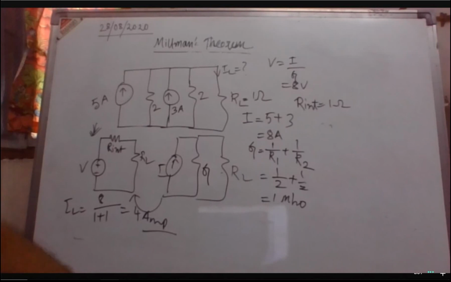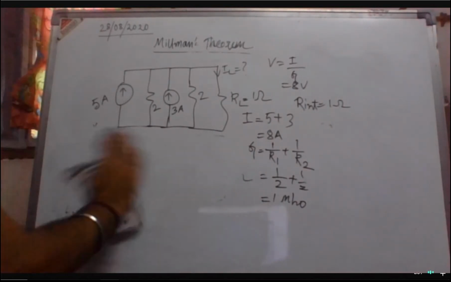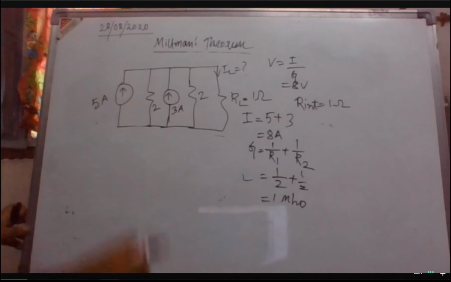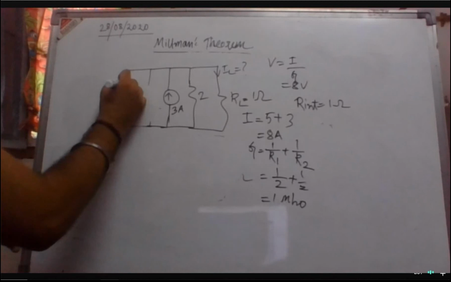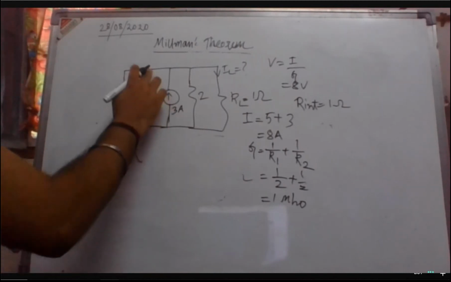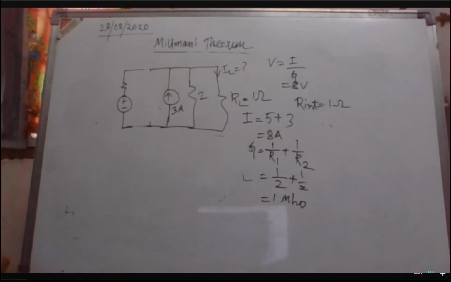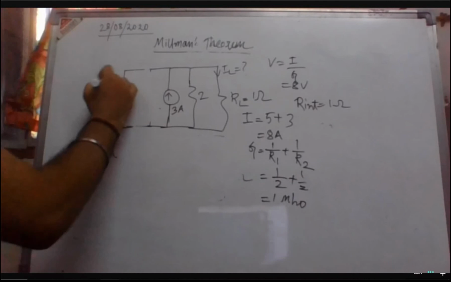Yes, sir. Okay, let me give you another thing. I've forgotten that part. If we have a current source and a voltage source together, so what we will do at that time? Suppose we have a voltage source like this and a current source like this. Suppose this is a 10 and this is a 2.